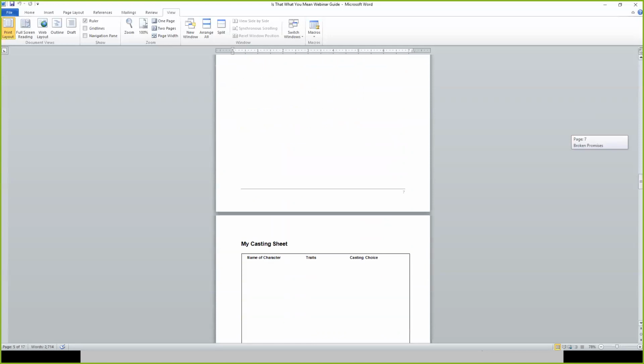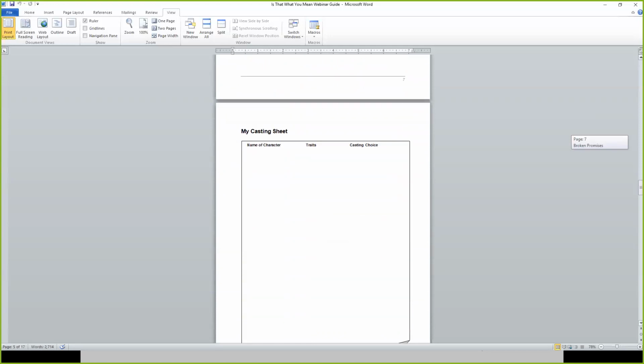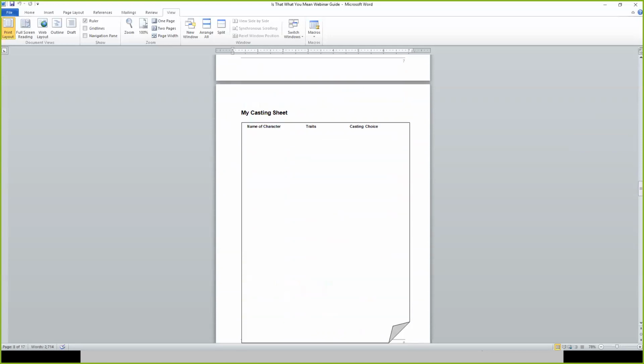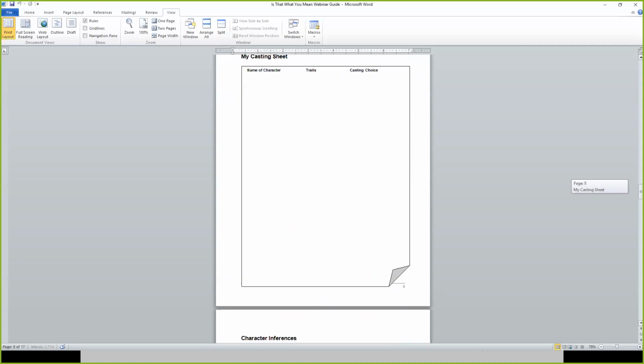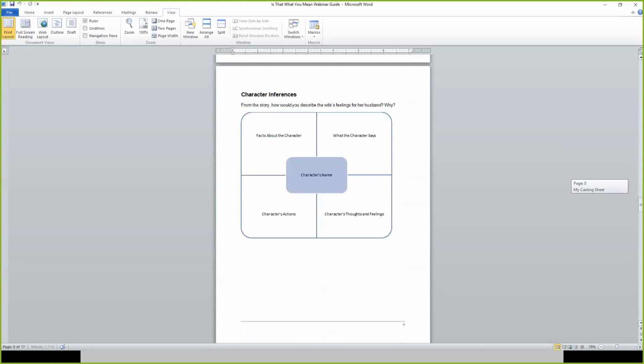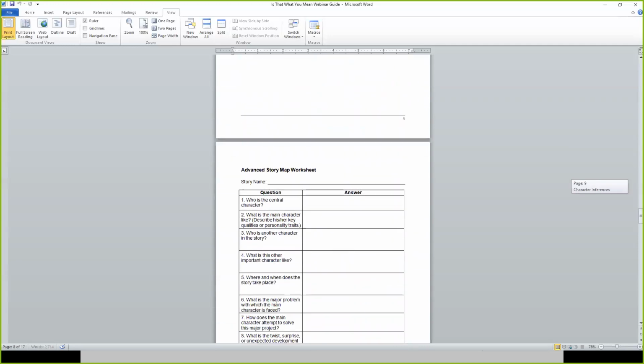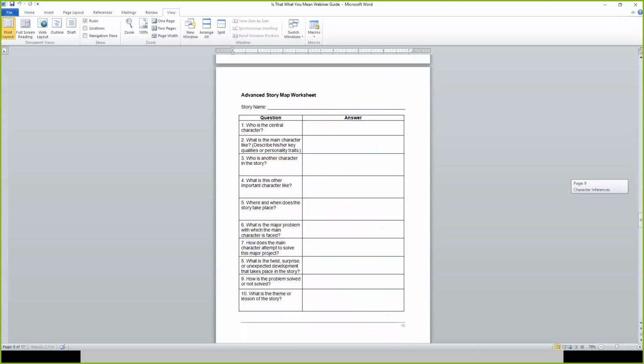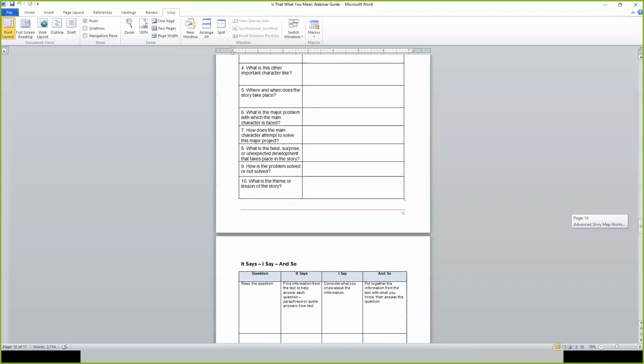And you have a casting sheet. So you can actually give students their casting sheet where they name their characters, they identify the traits, and of course they provide the casting choice. Again, these are questions that you saw on the PowerPoint, on the presentation, and what we've done is provided them in a handout that you can use in your classroom with your students for short stories.